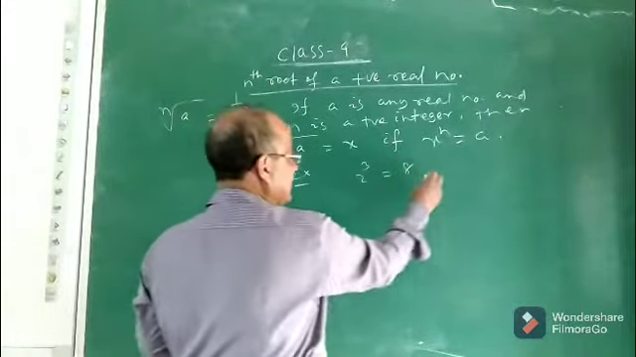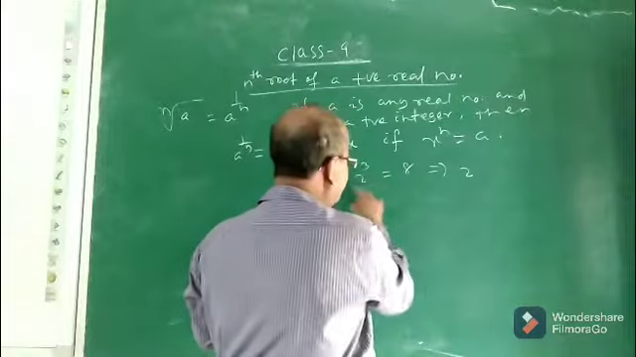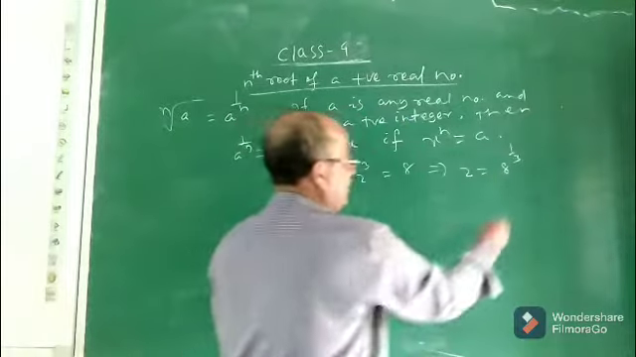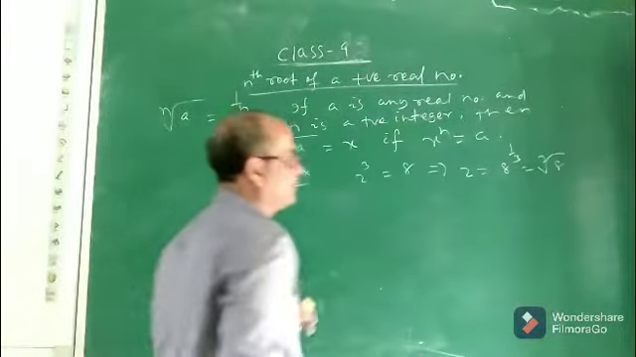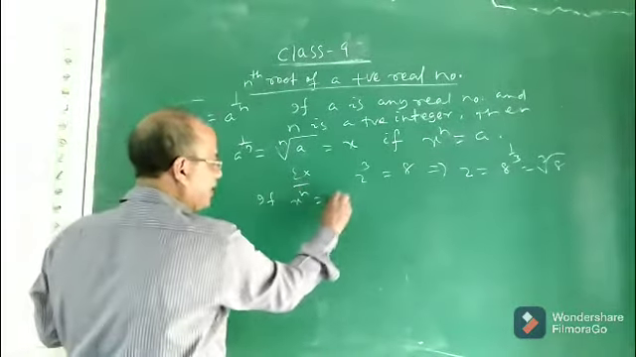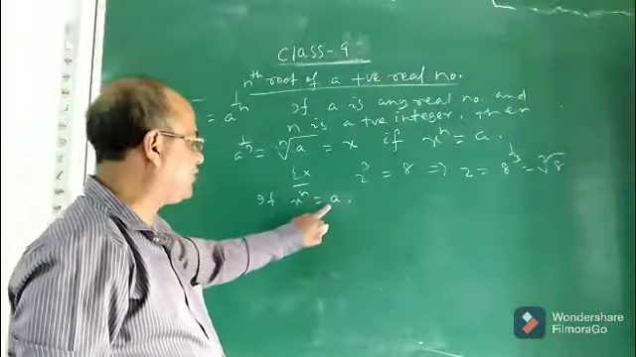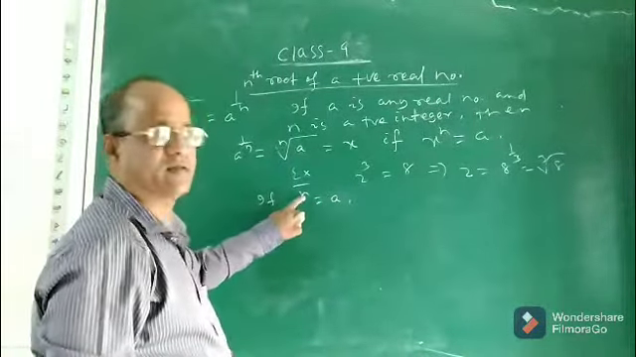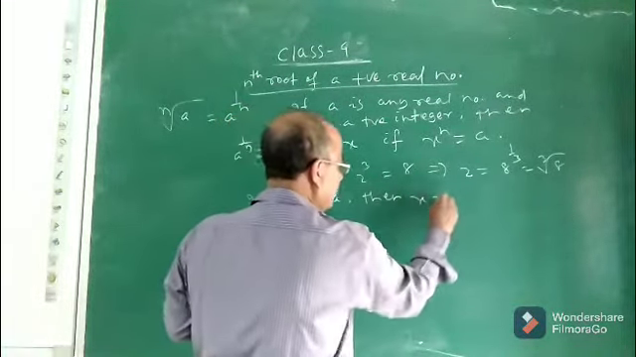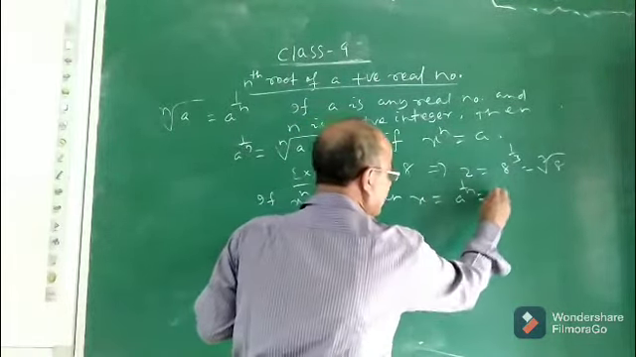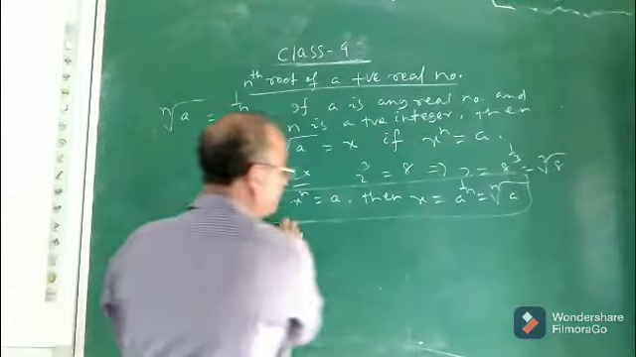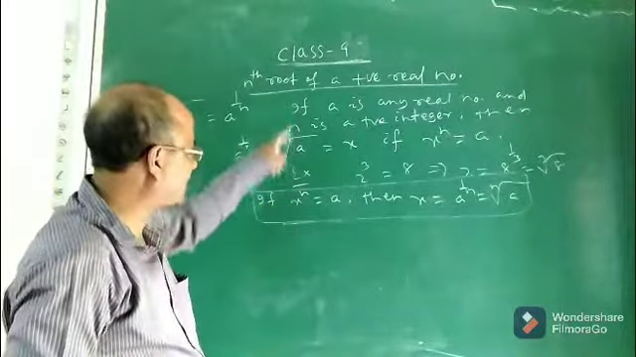So if 2 to the power 3 is 8, then how will we express 2? We will express 2 as 8 to the power 1 by 3, or cube root of 8. That means we can say that if x to the power n equals A, where A is any positive real number and n is some positive integer, then only x equals A to the power 1 by n or nth root of A. This is the definition, children. Please see, this and this both are the same in meaning.